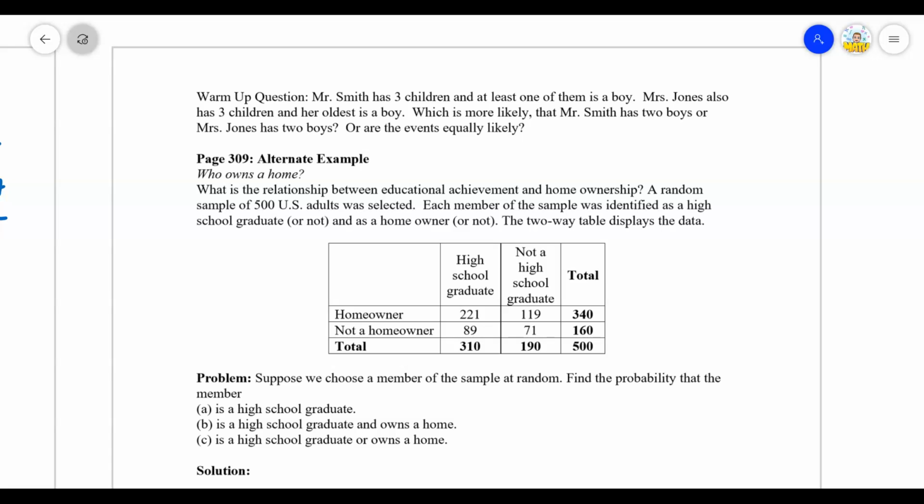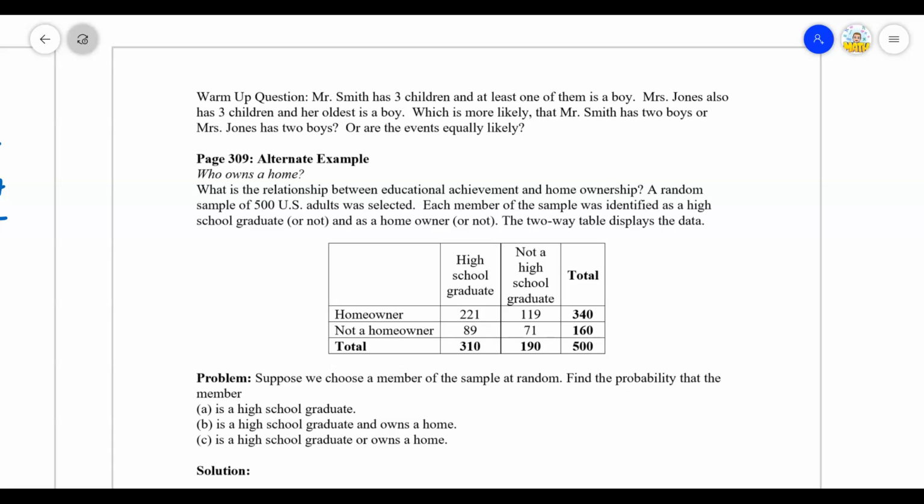But in this situation, they give us the two-way table. We looked at two-way tables earlier this year in Chapter 1 when we talked about conditional distributions and marginal distributions. So we'll start to apply probability and chance situations to those two-way tables that we've seen before.